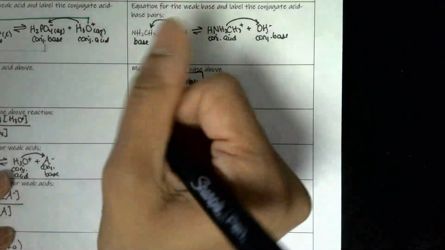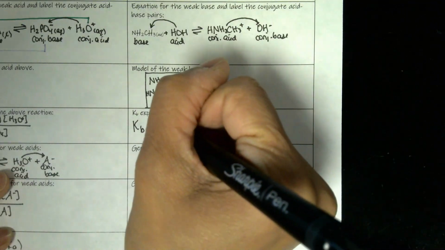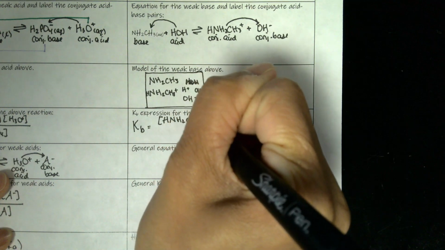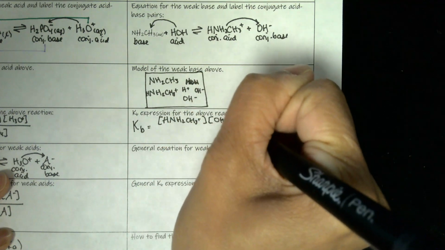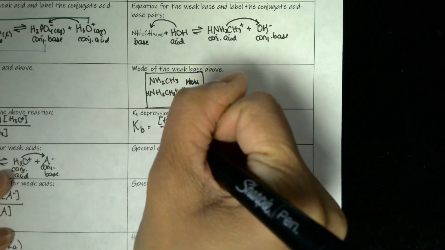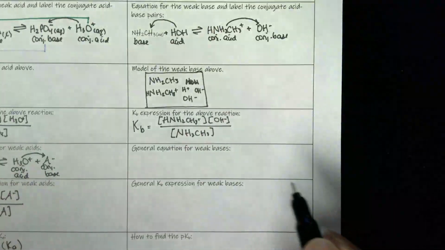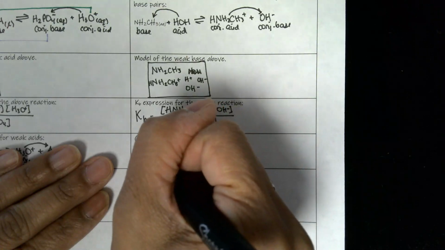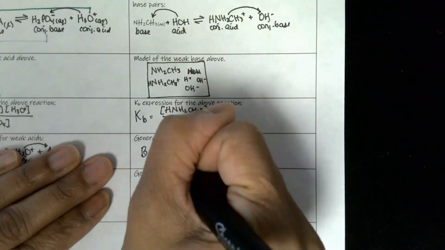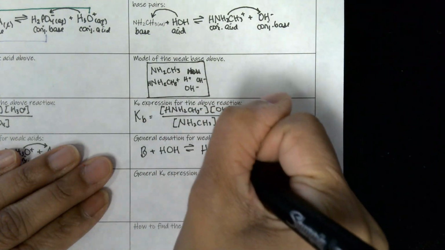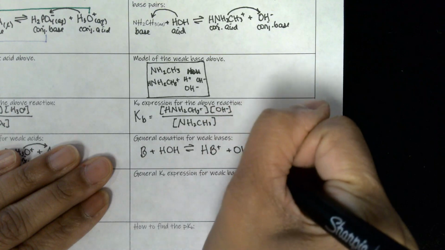The Kb expression, so we have the equilibrium expression for the base, is equal to the product, HNH2CH3 times the concentration of OH minus over the base NH2CH3. And again, water is not included because that's a liquid in here. So a general equation for bases would be that you would have the base plus water, maybe write HOH in there, in equilibrium with HB plus and OH minus.